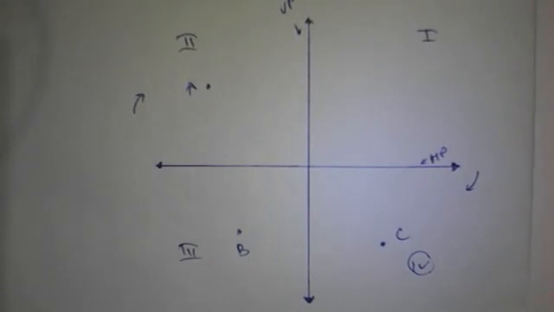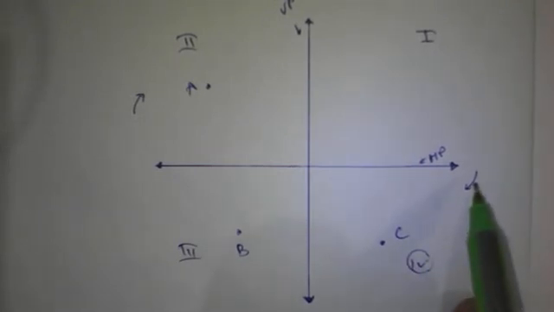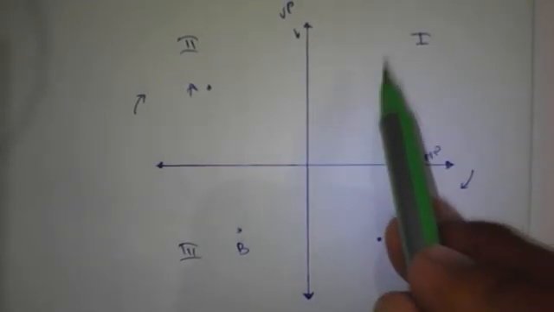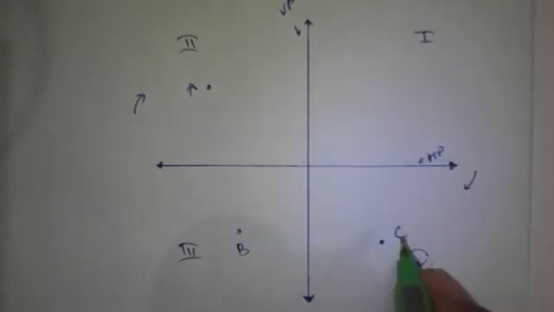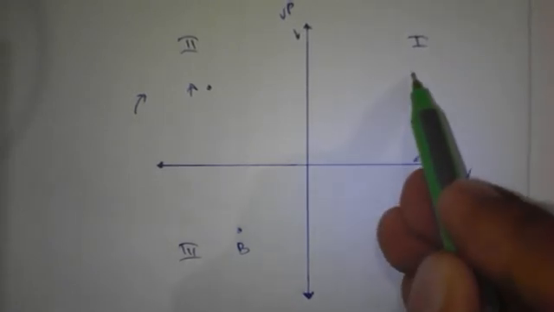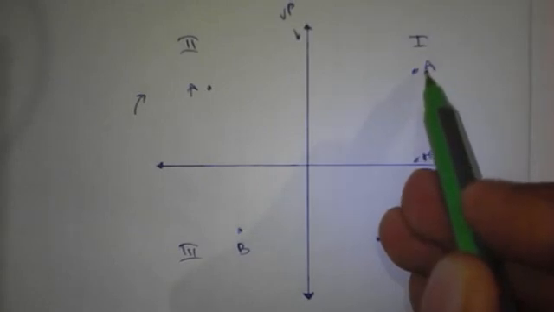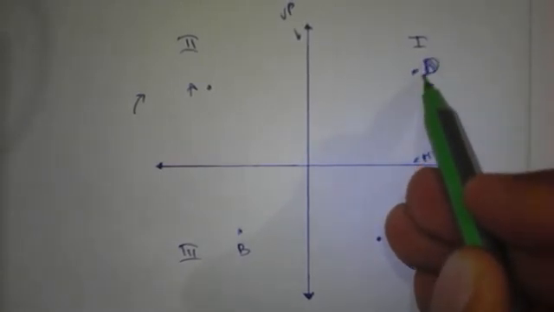And point D, front view is above the XY line and top view below XY. The front view is above XY, that's why it can be in the first or second quadrant, but the top view is below XY, and we rotate this, as the front view is above and the top view is below. So that's why we will mark this as D point.